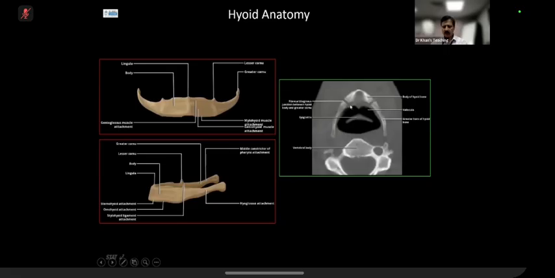Key point to remember is that there is a fibrocartilaginous junction here between the body and the cornu, and this will appear as a lucency. Don't get confused that it is something more than that. In many cases, there will be ossification here, so you might find a complete hyoid bone. Again, don't get confused. This is the hyoid bone, which is our main landmark.